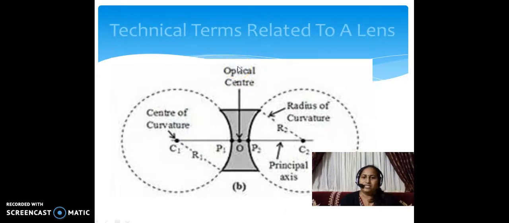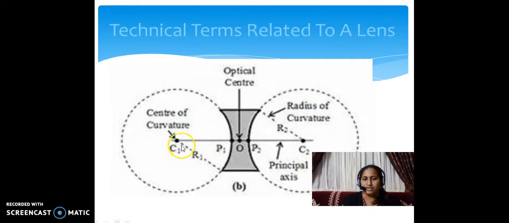Here I show you the technical terms related to the lenses. First we go with the optic center. Optic center is denoted with the letter O. It suits both the convex lenses as well as the concave lenses, which is the midpoint at the center of the lens where the light rays, when they enter through the optic center, go without any deflection. And the next is the principal axis. The principal axis is a straight line which passes through the optic center. It is shown by the line P1, P2 over here.